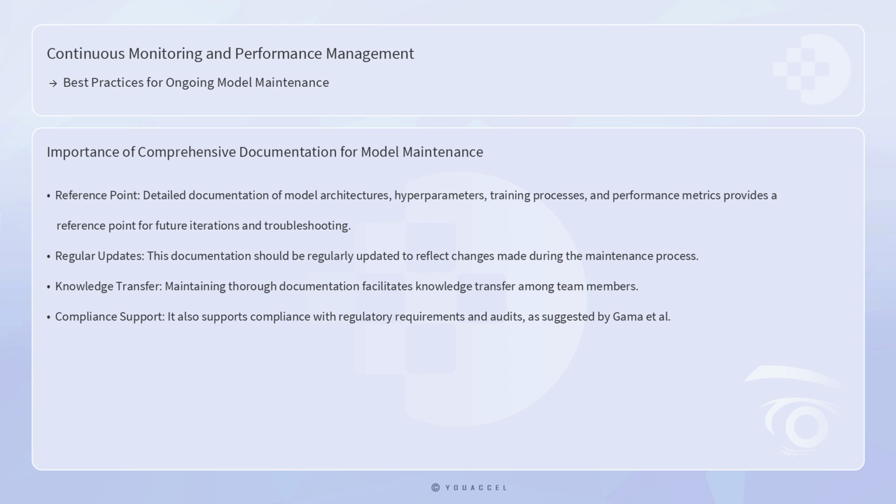Establishing a comprehensive documentation practice is vital for successful model maintenance. Detailed documentation of model architectures, hyperparameters, training processes, and performance metrics provides a reference point for future iterations and troubleshooting. This documentation should be regularly updated to reflect changes made during the maintenance process. As suggested by Gamma et al., maintaining thorough documentation not only facilitates knowledge transfer among team members, but also supports compliance with regulatory requirements and audits.